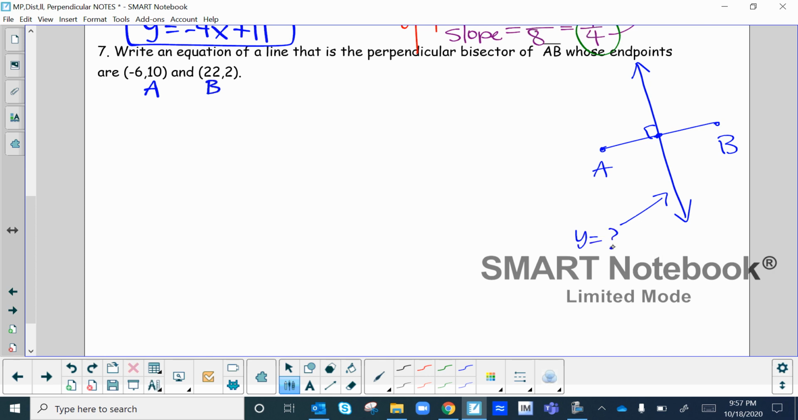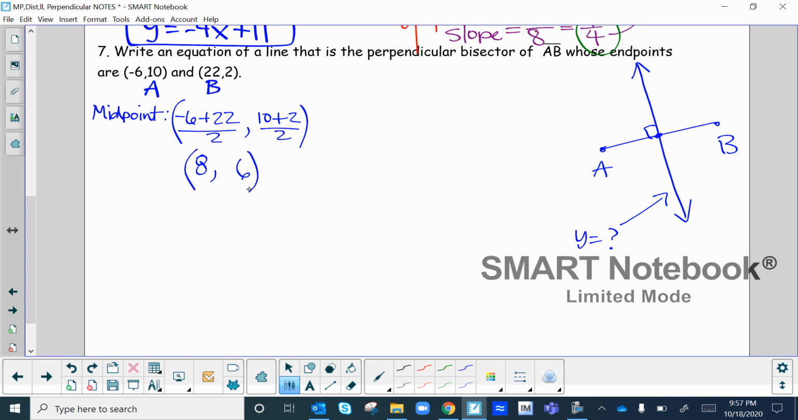So let's first start off by finding the midpoint. Okay, so how do you find the midpoint? Let me just write that down. I forgot to write that down earlier. So for the midpoint, I'm going to do -6 plus 22 and divide that by 2. And then my y is going to be 10 plus 2, and I will divide that by 2 as well. So let's add that. I might need that calculator. What's -6 plus 22? That would be 16. And 16 divided by 2 is 8. 10 plus 2 is 12. And 12 divided by 2 is 6.